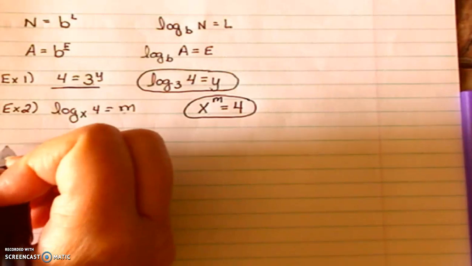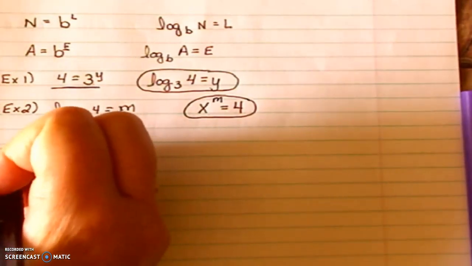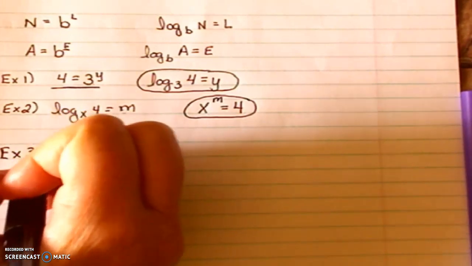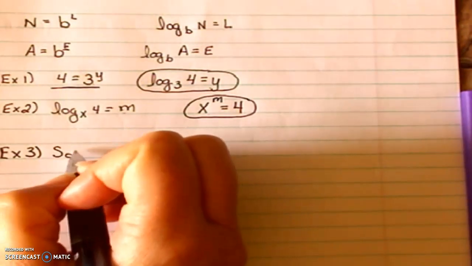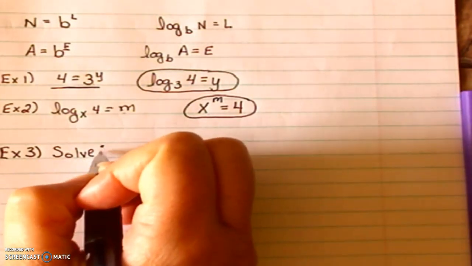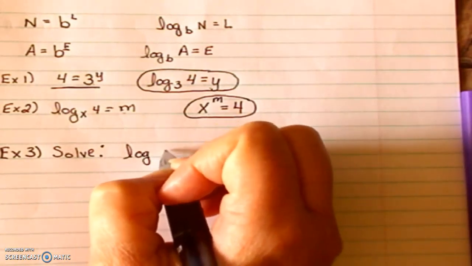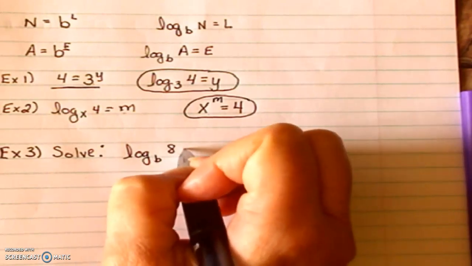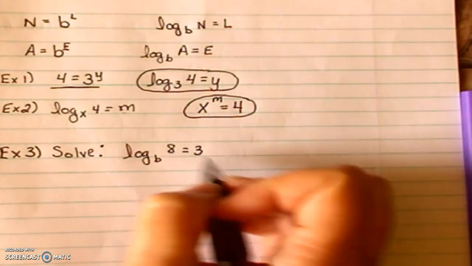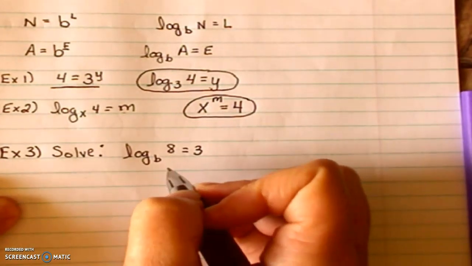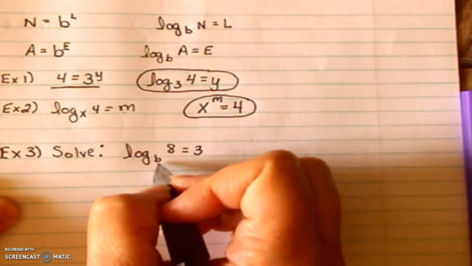Now what we want to be able to do with these is, in essence, we just want to be able to find what the exponent is that's going to make an equation true. So if I ask you to just simply solve, I'm going to give you a problem. So solve log 8 base b of 3. What this is asking you is, in order to solve it, they're giving you the exponent and they give you the answer and they want to know what is the base.